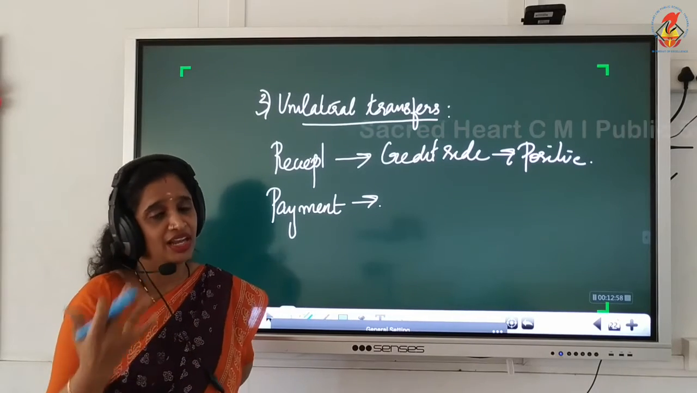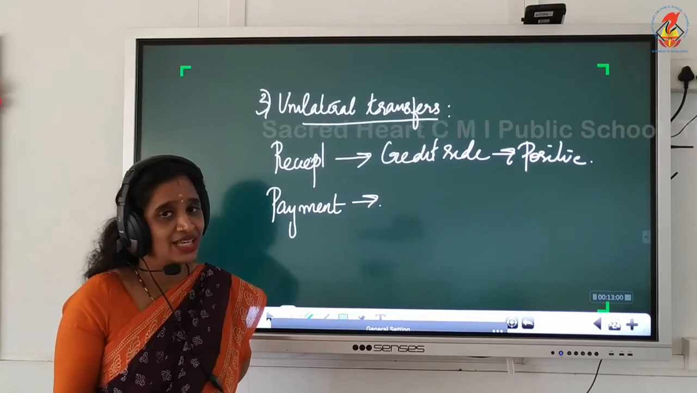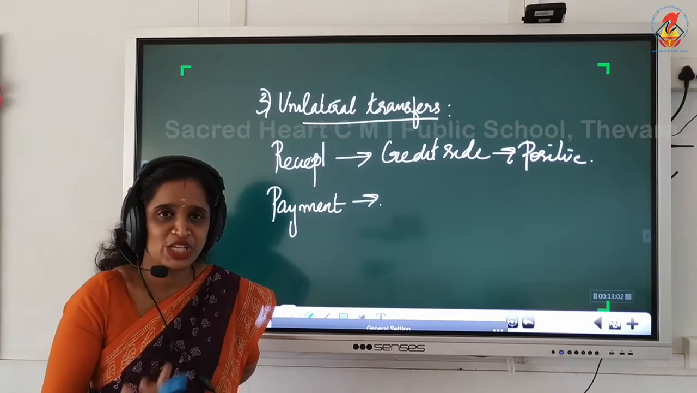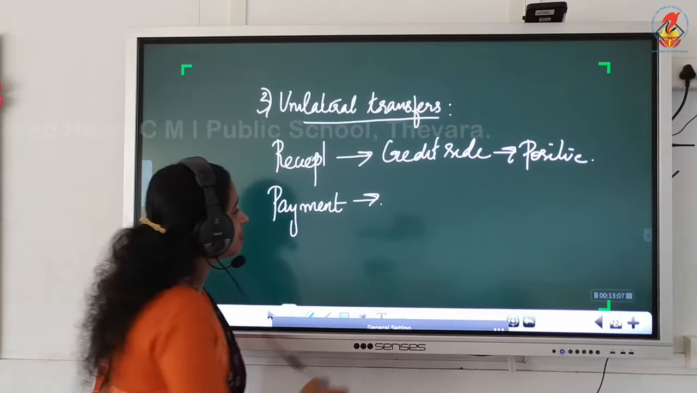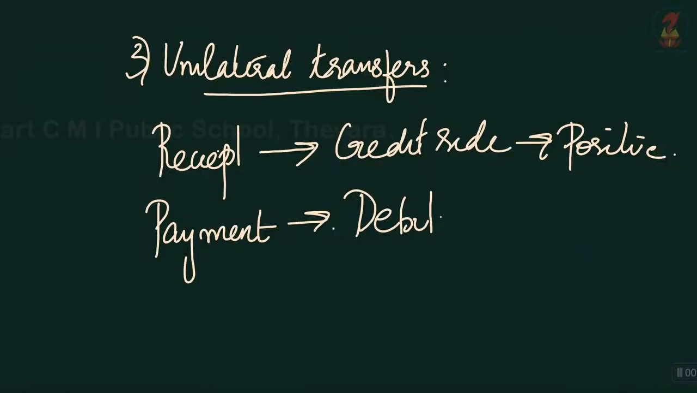So, if we are giving any financial assistance to the other countries, it will be recorded as payment, because money is flowing out. Therefore, where do we record it? On the debit side.